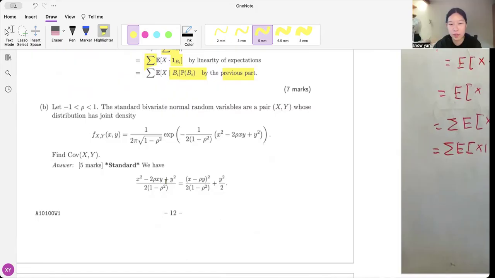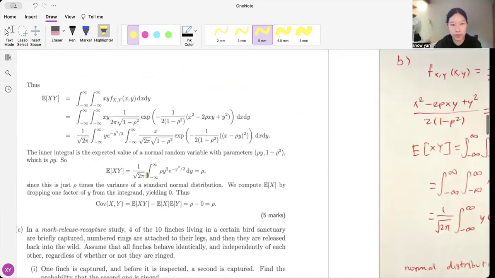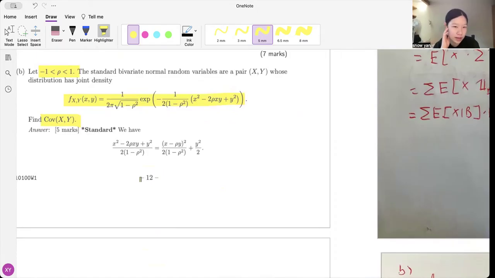For part B, I think it's a bit more challenging. We have let rho be the correlation coefficient. The standard bivariate normal random variables as a pair X, Y, whose distribution has joint probability density of this function over here. Find the covariance of the two variables. Okay, so this one I'm going to first walk through the answer key and then show another way to do it. So here we have x squared. Over here, we're just going to first focus on the part that's inside the exponent.